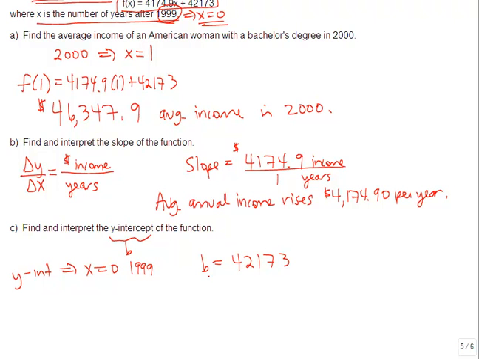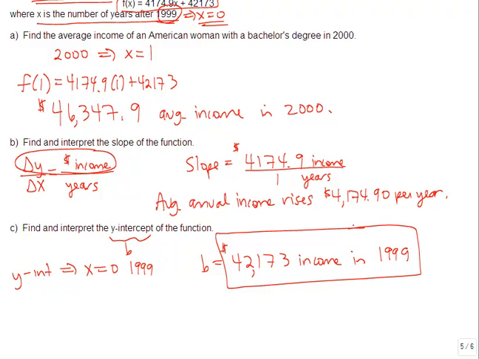And what did this y represent? What do y values represent? Remember, we set it up here. Y was your income, dollar values. So this b is a y value, so I'm going to put a dollar sign on it, and it represents the income in year 0, which in this case was 1999. So the average annual income of an American woman with a bachelor's degree in 1999 was $42,173.